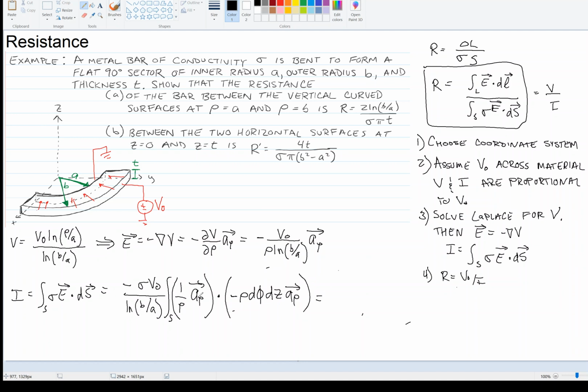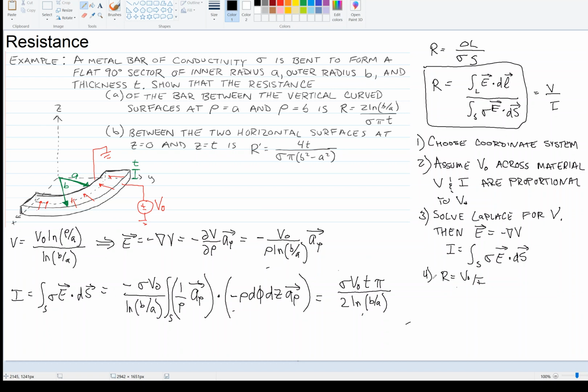Okay, so we do the dot product, and a rho dotted with a rho is 1, and notice the rhos cancel. That's good. The negatives cancel, and then we just end up integrating phi and z, and phi goes, as we said, from 0 to pi over 2, and z goes from 0 to t, and all these things are constants, and so we just get, here's the t from the integration of a constant, and then we have a pi over 2, right, from the phi integration, natural log of B over A, right? So that's the current.